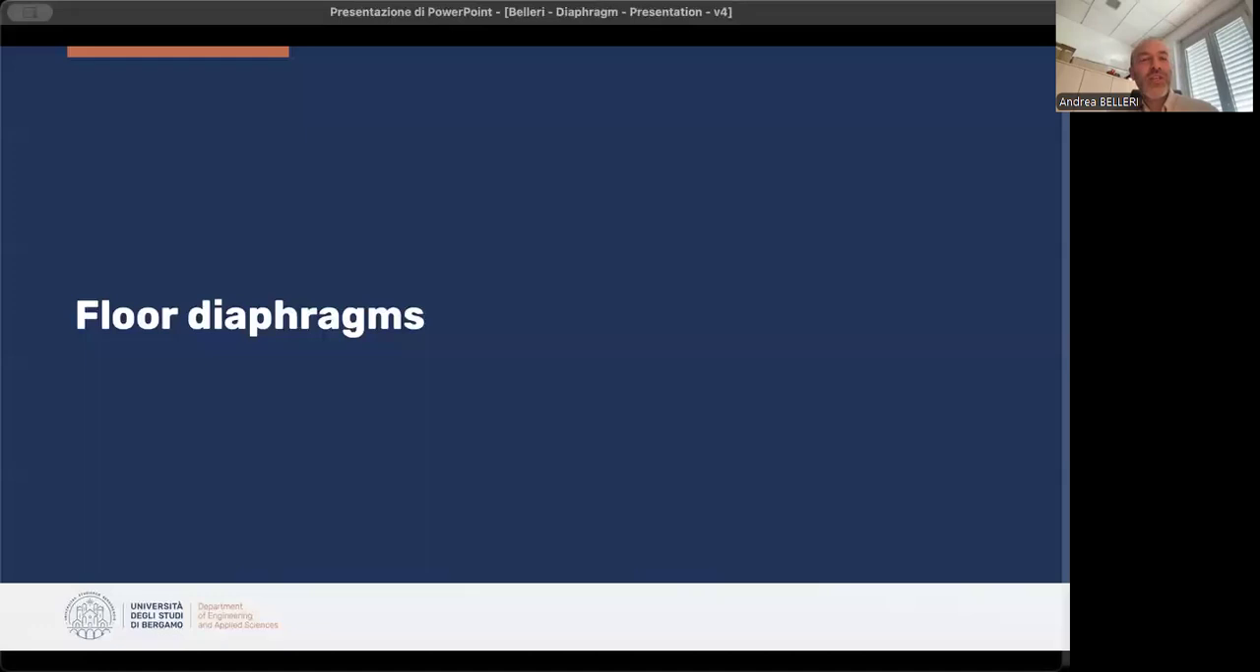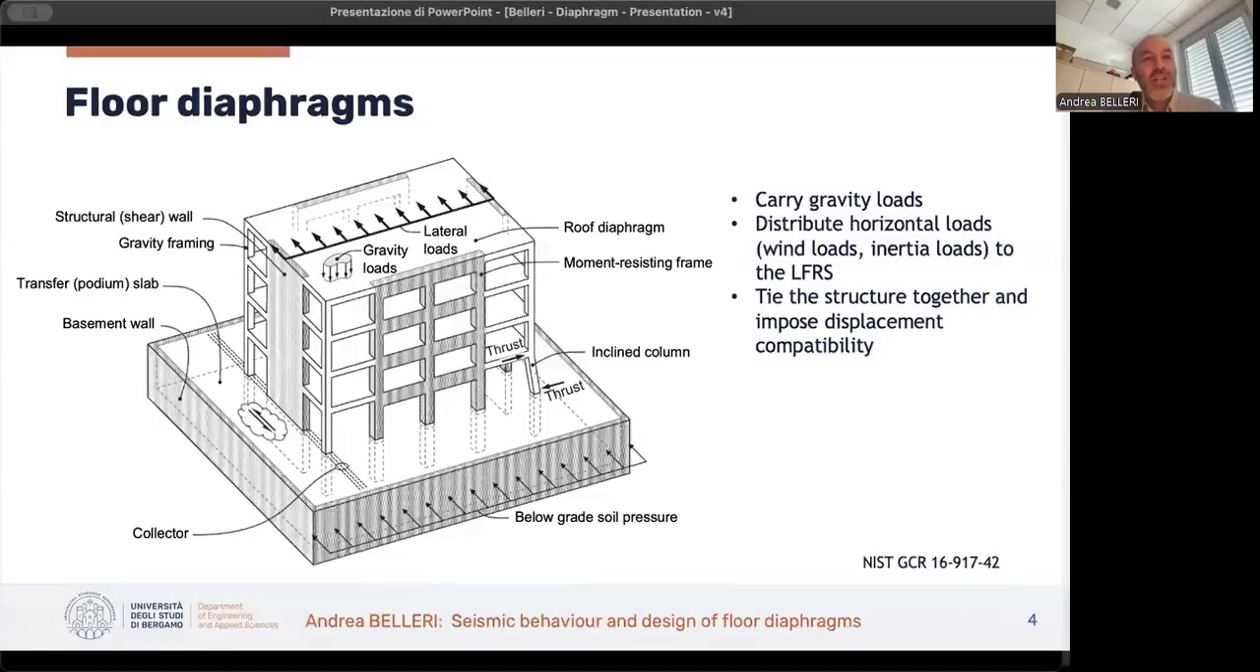So let's talk today about floor diaphragms. In general, diaphragms need to carry the gravity loads. We need to distribute the horizontal loads, like wind loads and inertia loads, to the lateral force resisting system. And they need to tie the structure together and impose displacement compatibility.